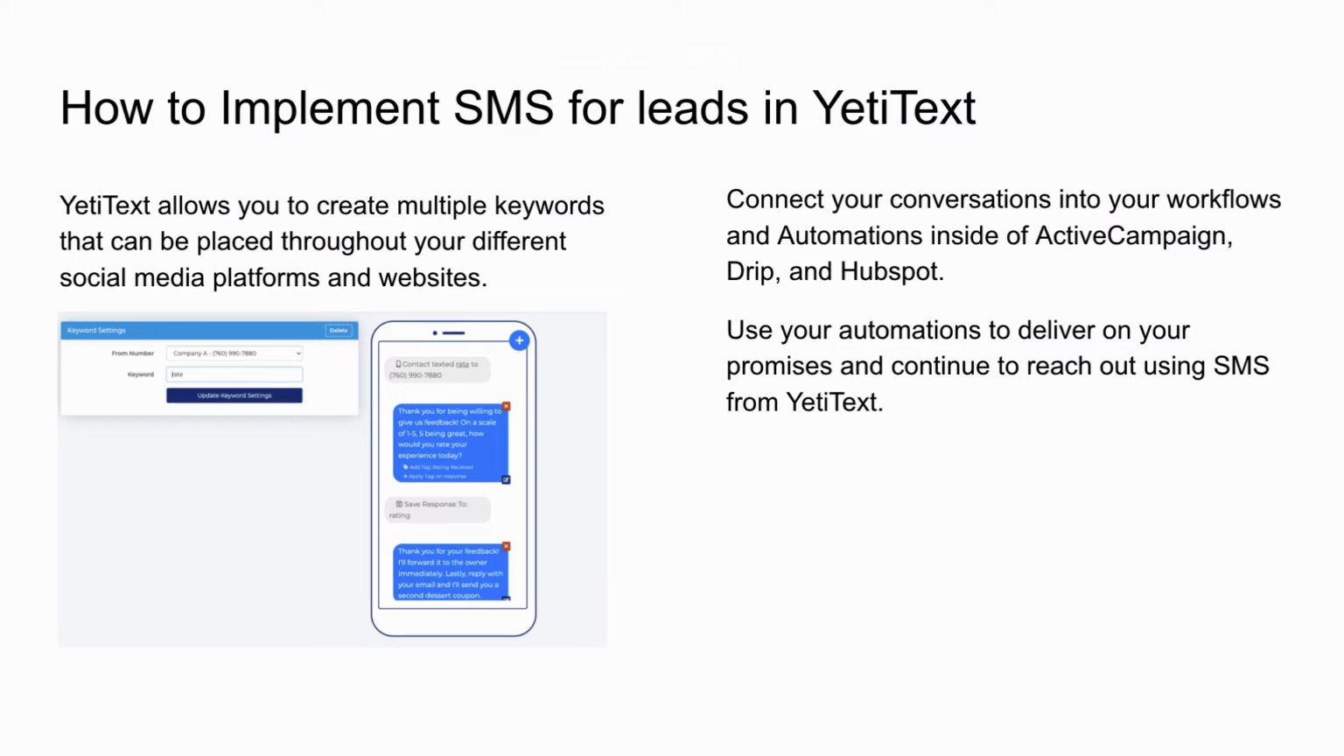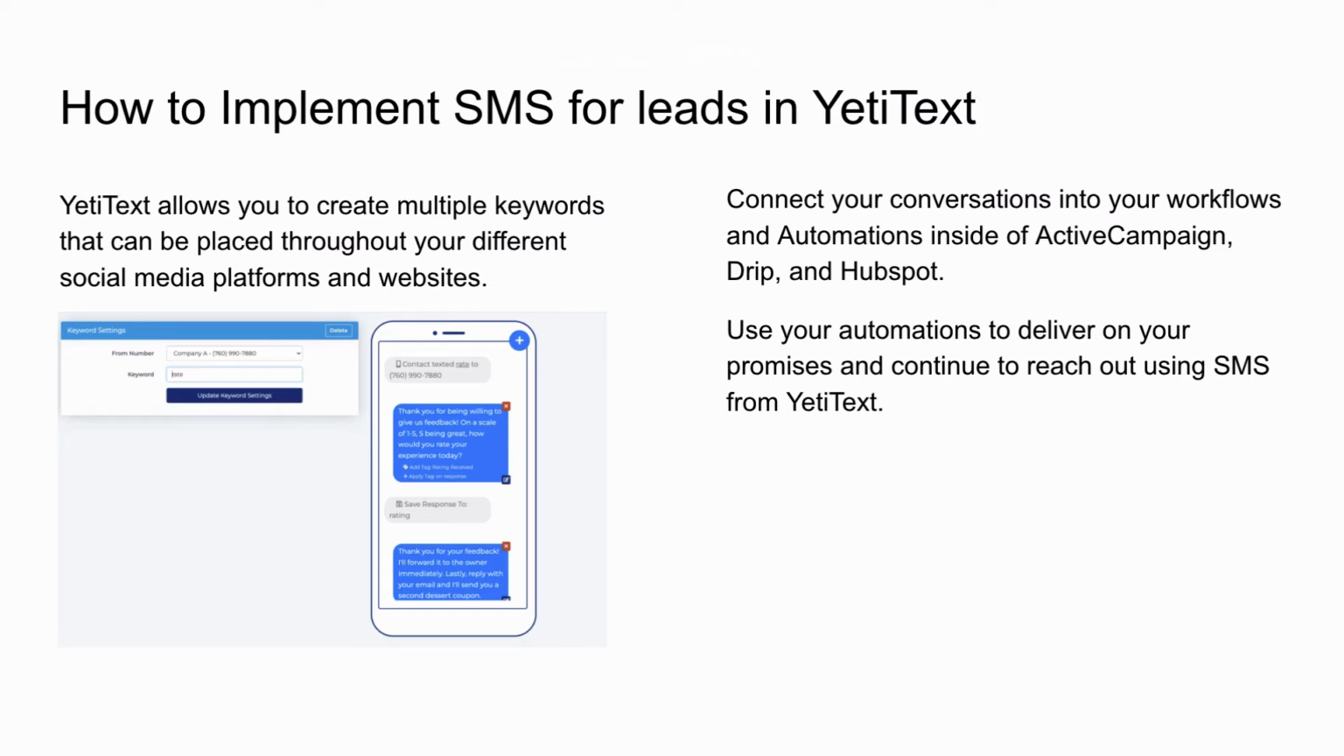Now, for those of you that aren't familiar, I want to talk about how you can implement SMS for leads inside of Yeti Text as a direct example. Inside of Yeti Text, we have your messaging conversations. These are different ways of generating leads that deal with different keywords. I can create different keywords and put them in different areas of my business, different offers, and connect them to different social media platforms if I want to track based on that. There's no shortage of keywords that I can use. I can create as many as I want and put them all over my different processes.